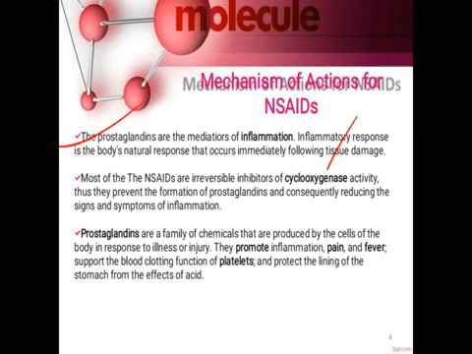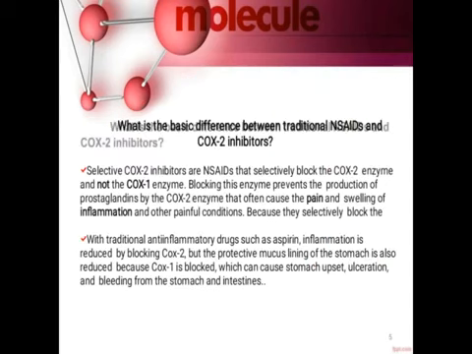So these prostaglandins are a family of chemicals produced by the cells of the body in response to illness or injury. Okay, so they generally promote inflammation, pain, as well as fever. They support the blood clotting function of platelets and protect the lining of the stomach from the acid. Okay, so in antacids we have seen prostaglandin is there, so they are responsible to protect the lining of the stomach from the effects of acids.